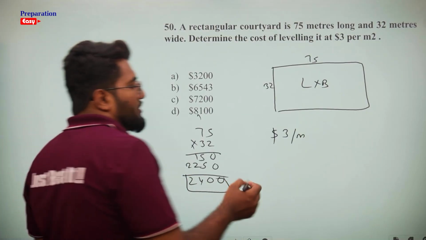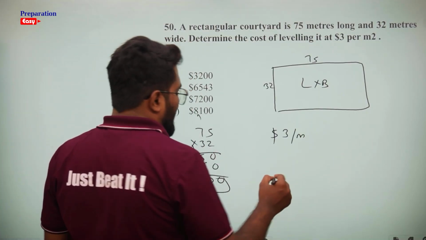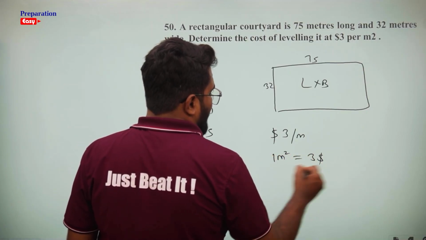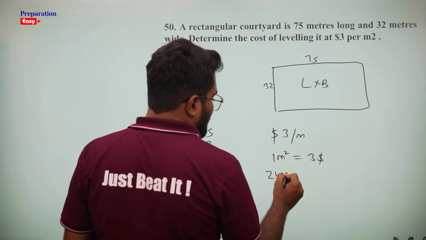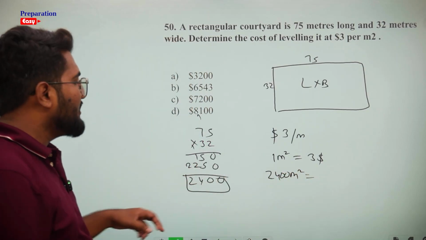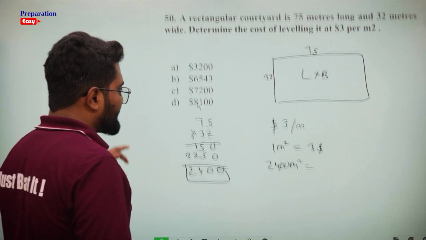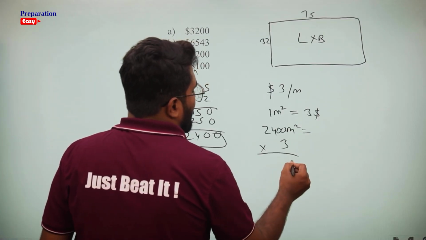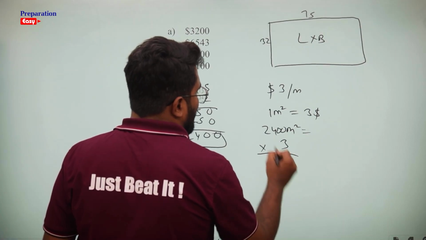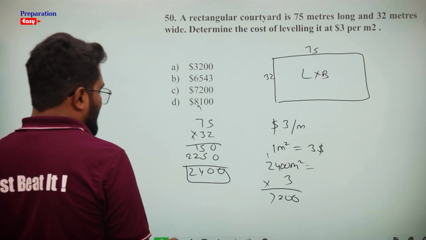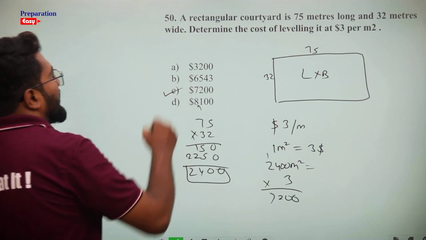Okay, so what is the cost? $3 for 1 meter square. Then for 2400 meter square we have to find. For that we will multiply 2400 by 3. It will become 0, 0, 4 3s are 12, 2 carry 1, 3 2s are 6 plus 1, 7. 7200. 7200 will be our answer.